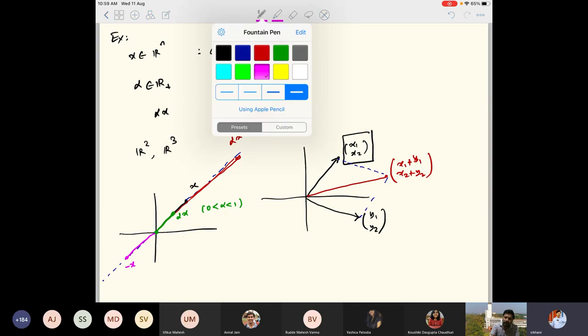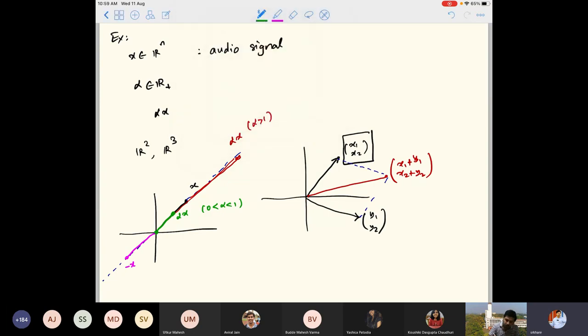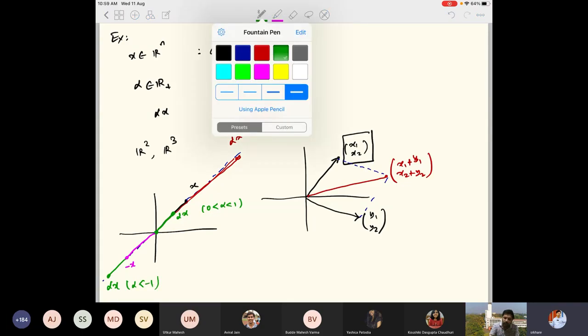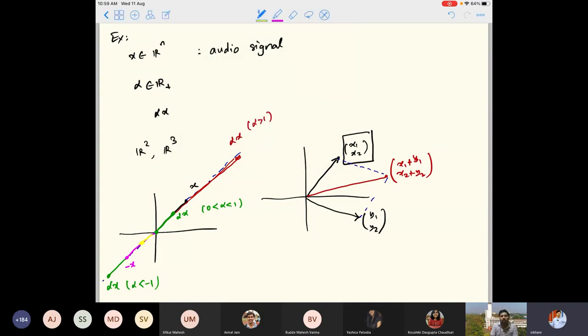When alpha is less than minus 1, what happens? You are here. So this is alpha x when alpha is less than minus 1, and when minus 1 is less than alpha less than 0, you are shrinking but in the opposite direction. So this is where you are going. So this is what geometrically you are doing by scalar multiplication. You are remaining on the straight line. By the negative sign you change the direction, and by alpha greater than 1 or less than 1 you are enlarging or shrinking the vector. So these are the two geometrical interpretations of addition and scalar multiplication.